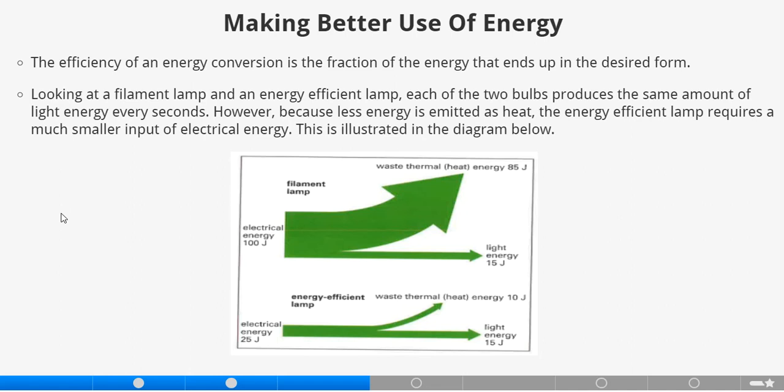For a filament lamp, electrical energy is 100 joules. Now, the wasted or thermal or heat energy that is produced is 85 joules, while the useful light energy is 15 joules. But for an energy efficient lamp, electrical energy is just 25 joules. The waste thermal or heat energy that is dissipated is 10 joules, while light energy in itself that we can see from the energy efficient lamp is 15 joules.